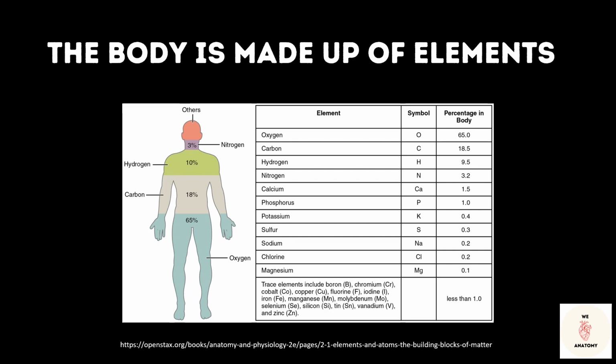You can see the elements in the human body in this diagram and table, where they are listed from the most abundant, which you can see here is oxygen, to the least abundant, magnesium, and trace elements. Compounds are substances that are formed by the joining of two or more elements. A common compound in the body is glucose, which we use to fuel our cells. Glucose is made up of carbon, hydrogen, and oxygen.